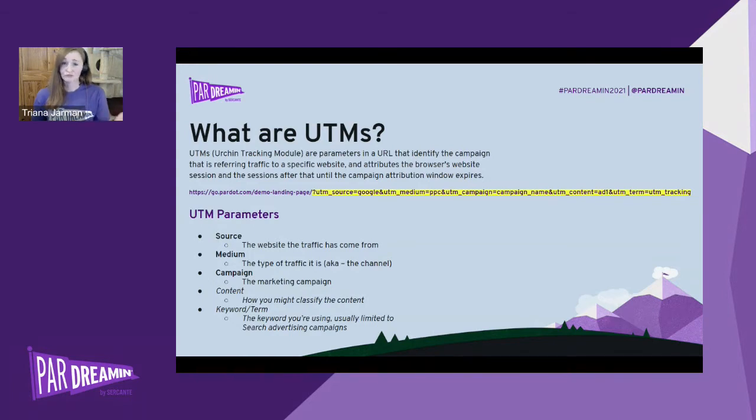Campaign is just your marketing campaign name. You've also got content. So, especially if you're dealing with Google ads, you may want to identify which ads people are engaging with, or if you're showing multiple pieces of content, is it guide one, two or three? And then keyword and term, these are more typically used when you're doing search campaigns. So I would say the first three should always be there. And then the last two are optional.